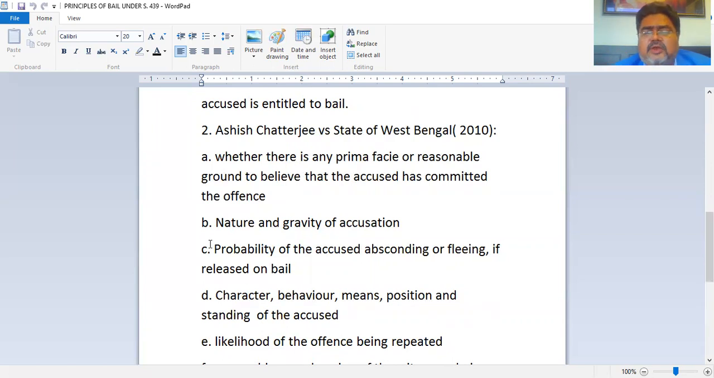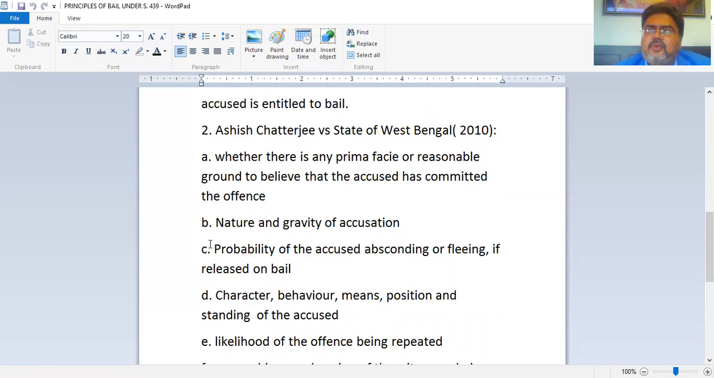The accused has already disposed of his immovable properties, his movable properties. The accused has already diverted funds from his bank accounts. All these things are indicators that show that the person has made all the arrangements for absconding, all the arrangements for fleeing. Character, behavior.